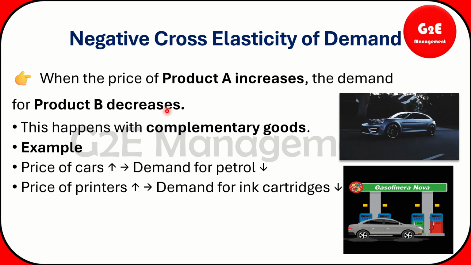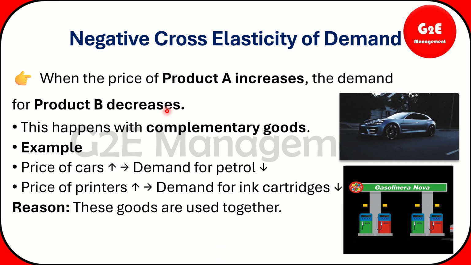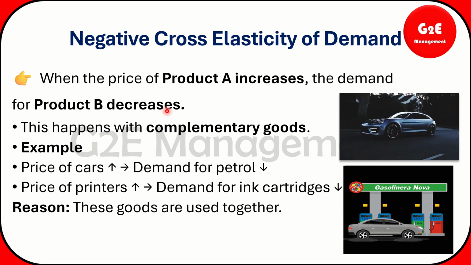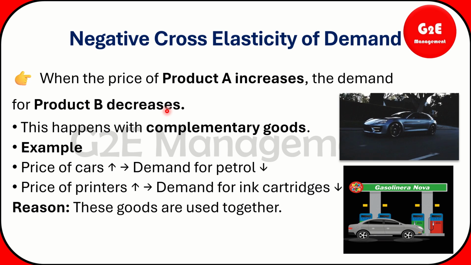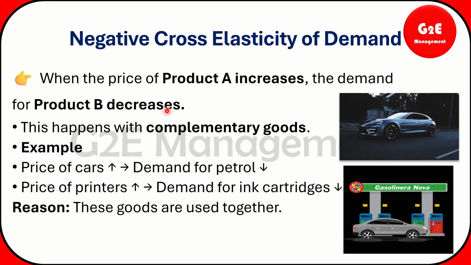Another example: if the printer price increases, the demand for ink cartridges will decrease. That's what is given here. And what's the reason? These goods are used together only. Without a cartridge we cannot use the printer, and without petrol we cannot use the car. It should be interrelated. It means complementary goods. It's very important.